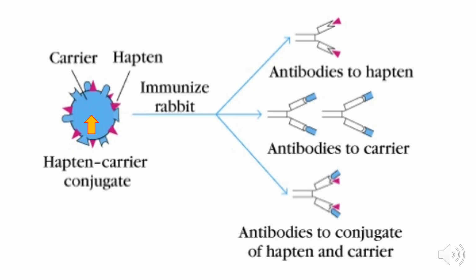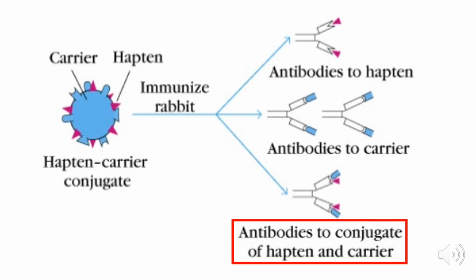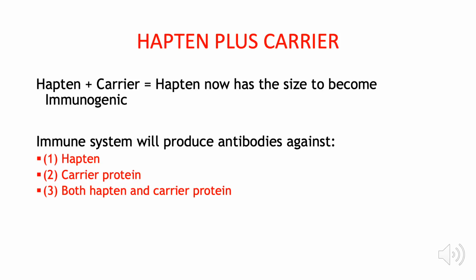If the carrier and the hapten are introduced into the immune system, it will produce three types of antibodies. What are these? The antibodies directed to the hapten, the antibodies directed to the carrier, and there's a third group of antibodies that can bind to both the hapten and the carrier. So the important point that I want you to remember is once the hapten is bound to a carrier, the immune system will attack both the hapten and the carrier. Hapten becomes immunogenic if it is bound to a carrier. If both of them are introduced into the human body, the immune system will generate antibodies against the hapten, antibodies against the carrier protein, and antibodies that can bind to both hapten and carrier proteins.